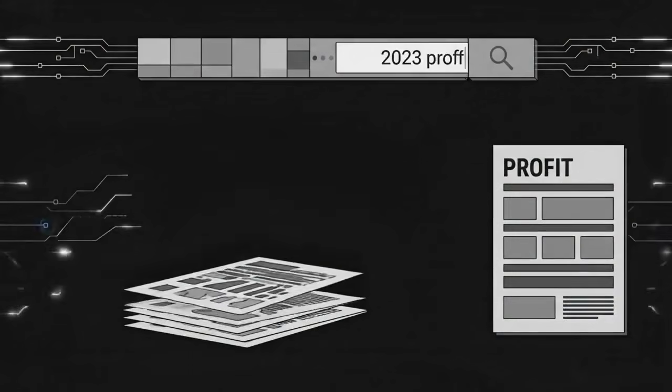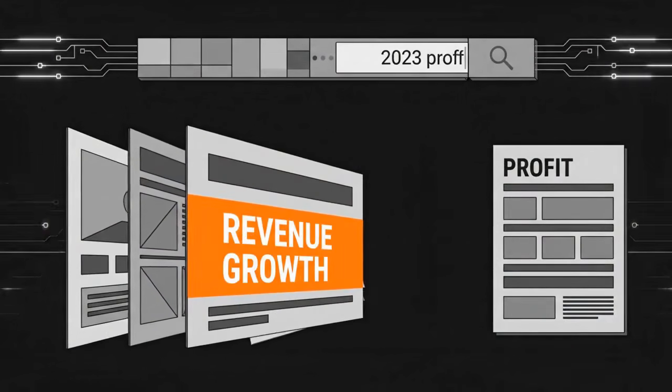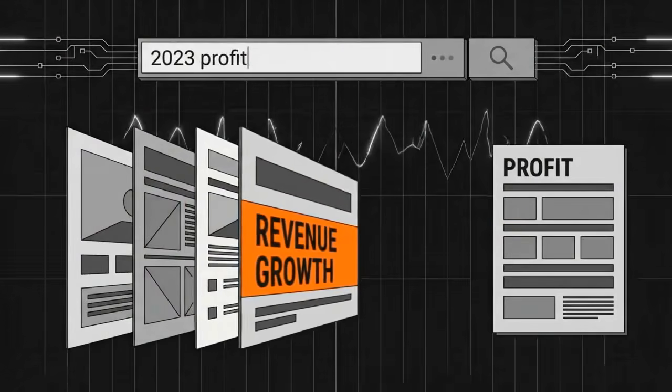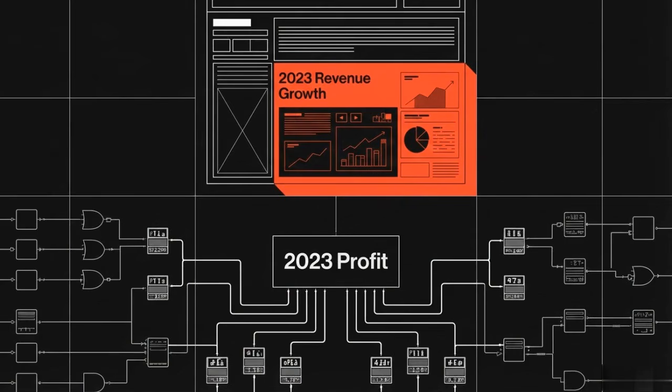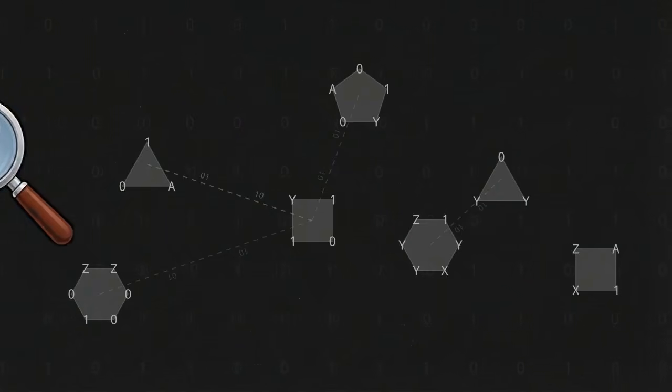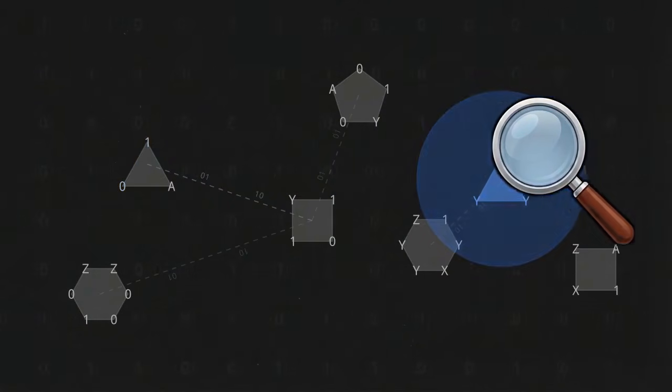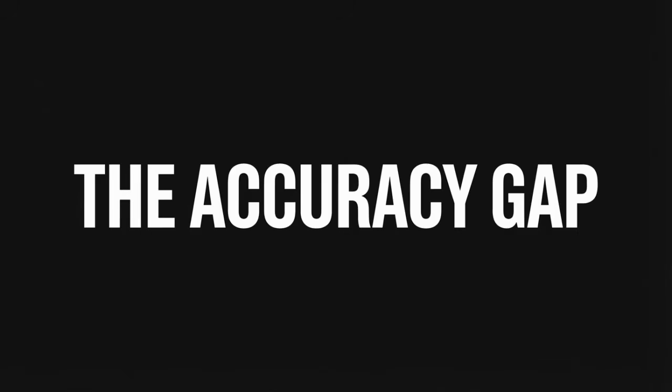Right now, AI document search has a major blind spot. If you ask a system for a company's 2023 profit, it might return a paragraph about 2023 revenue growth. Why? Because most AI search relies on finding text that looks similar to your prompt, but semantic similarity isn't the same thing as factual correctness.